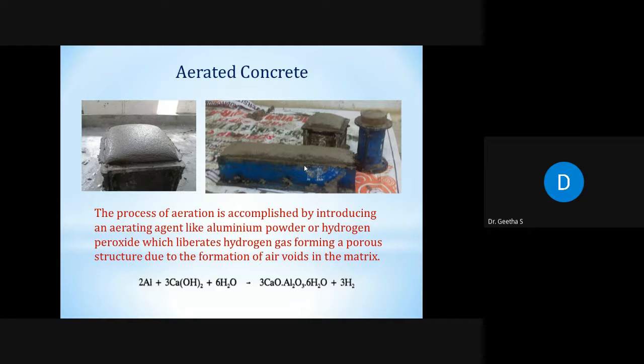And the concept behind this aeration, I've just given the equation of what actually happens here. The aluminium powder that is incorporated in the mix reacts with the calcium hydroxide that is present in the fly ash and the GGBS, releasing hydrogen gas, which actually forms isolated air voids. But the air voids formed here are not continuous. So we have done some image analysis to prove that there are no connected air voids here, which would affect the durability of the structure. So this liberation of hydrogen gas actually forms a porous matrix, which is responsible for the lightweight of the material.